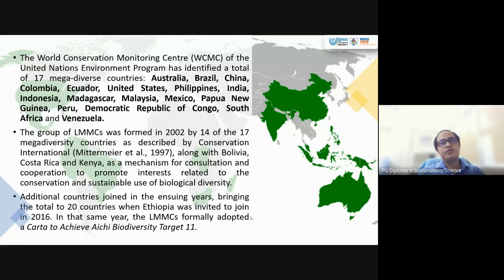In fact, in 2002, like-minded countries, the 17 megadiverse countries described in this UNEP program, along with Bolivia, Costa Rica, and Kenya, consulted and are trying to work more on the conservation of biodiversity. So from 17 up to 2002, in 2016 it has become 20 countries, right?